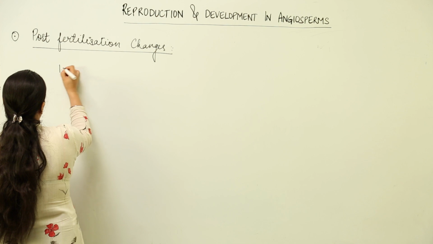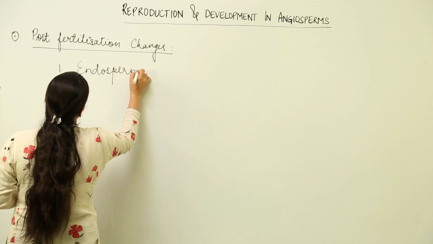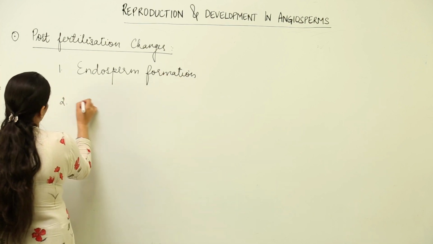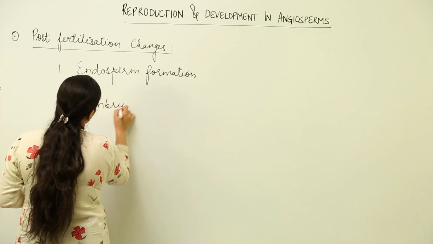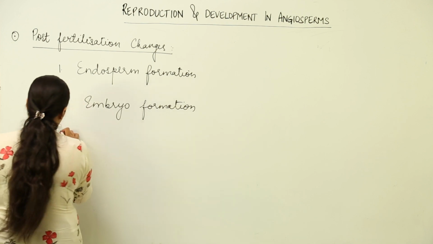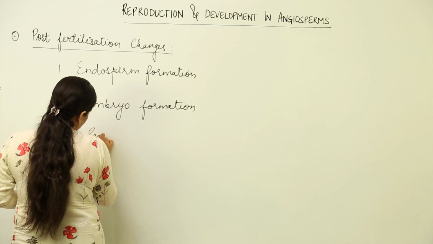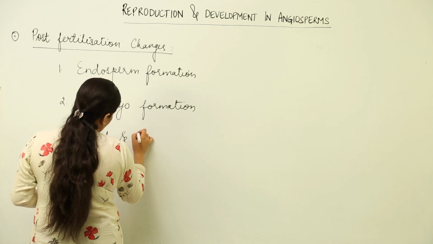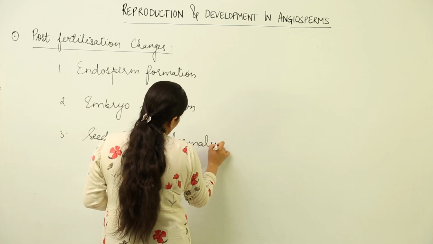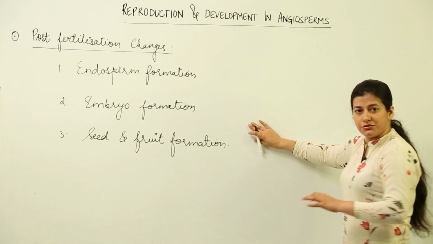Arranging them in sequential order, we have the endosperm formation, followed by the embryogeny or embryo formation, and this later on gets to the stage where seed and fruit formation takes place. So these are the 3 steps. Okay? We have a lesson dedicated to each one of them.